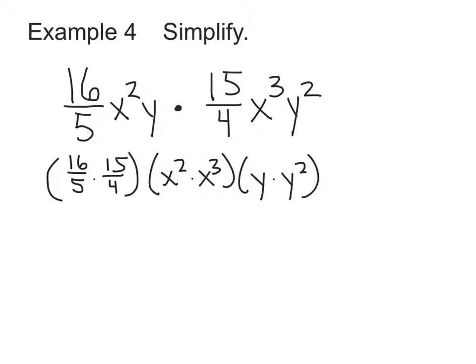Once again, if I just have a variable with no exponent, it's implied that it's a 1, because y to the first is y. Now, I need to multiply, so I'm going to simplify, divide by 5, divide by 5, divide by 4, divide by 4. So now I really have 4 times 3, which is 12. And I'm going to use my rule from the start. I'm going to add these exponents. Now I'm going to do the same thing with the exponents on the y. So I have a y, and then I'm going to add the exponents.